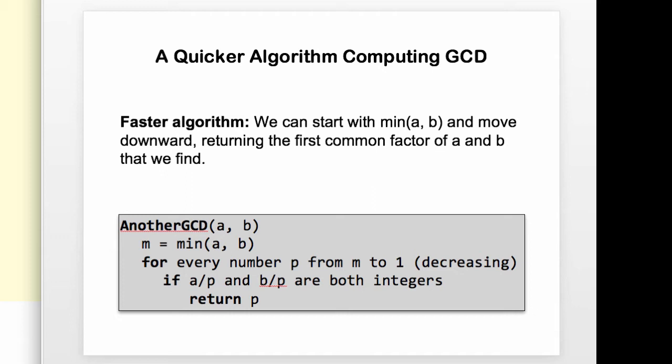So we would set m equal to the minimum of a and b, and then we'd have a for loop that ranges through every number p starting at m and decreasing down towards 1. We would test, again, if a and b both have p as a divisor. So if a divided by p and b divided by p are both integers, then we would return this number p, since we know it has to be the greatest common divisor of a and b.